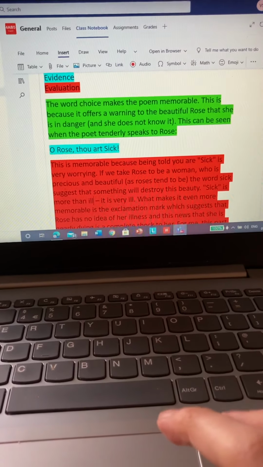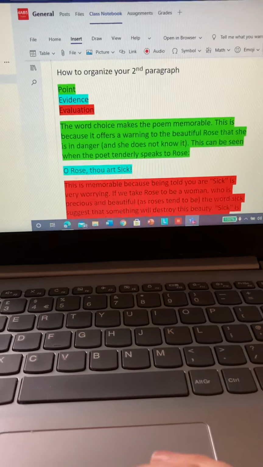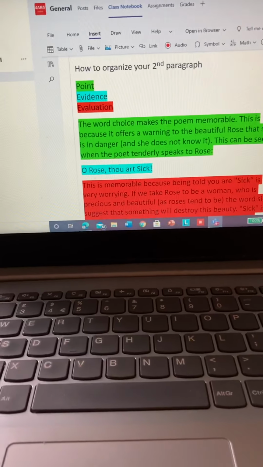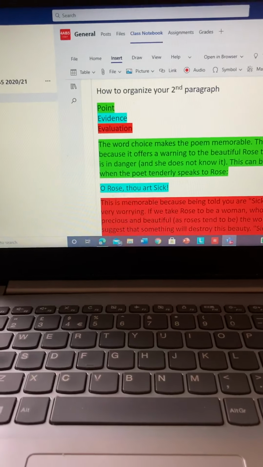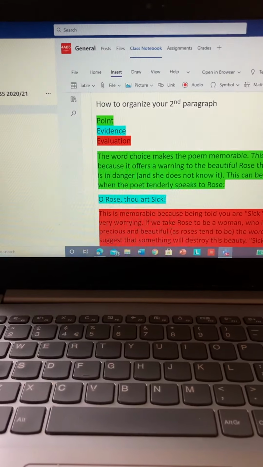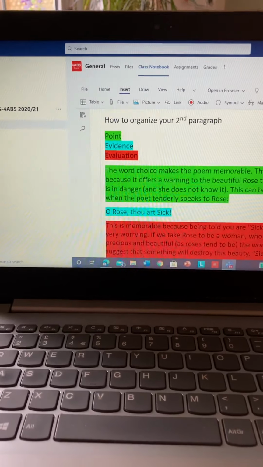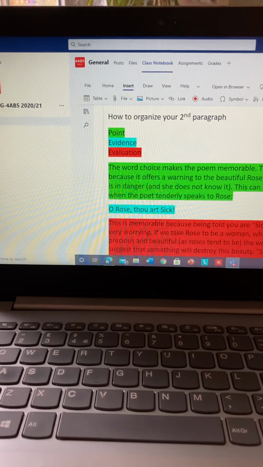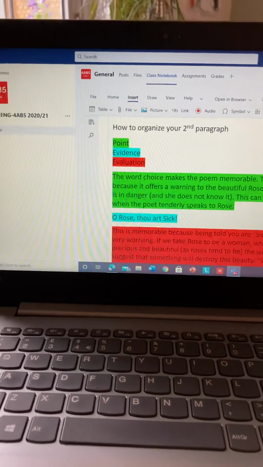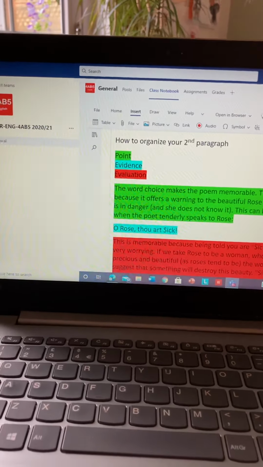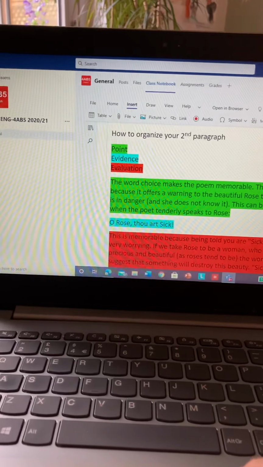So we discussed last lesson, I'm just going to turn you around so you can see my computer. Sorry if this is shaking a bit, my steady hands. A great way to think about this is P, point, evidence, evaluation. That's basically what you've got to do in paragraphs 2, 3 and 4, but we're just looking at paragraph 2 now.